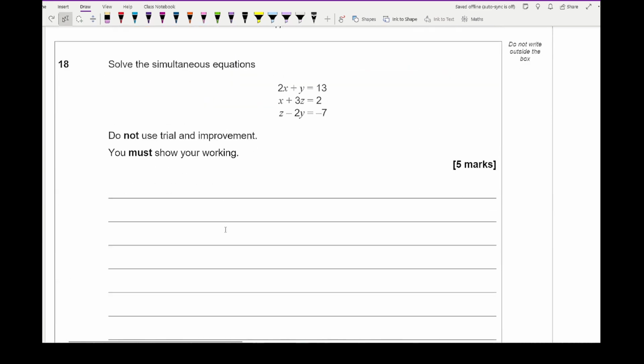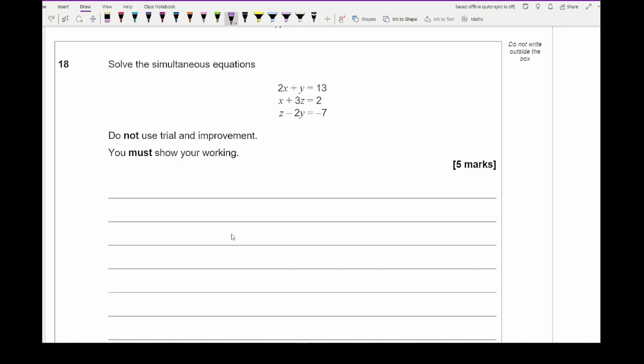Moving on to question 18, it says solve the simultaneous equations, do not use trial and improvement, and you must show your working out. So for this we've got a triple simultaneous equation, a lot of simultaneous equations on this particular paper, but that's how we go. What we want to do is try to have either the same number of x's or the same number of y's.